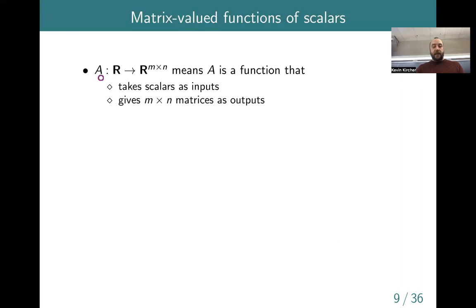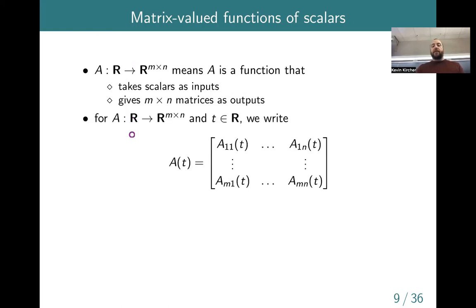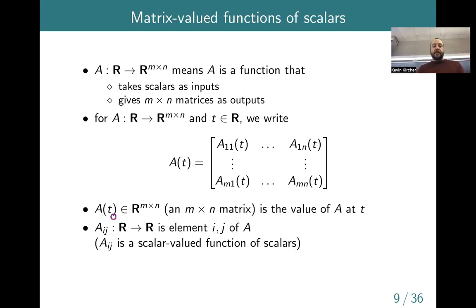So if we have this notation, A, that takes arguments in R and maps them to stuff in R^(m by n), that means that A is a function that takes scalars as inputs, right? So that's what the R here is. It's denoting just numbers. And it outputs matrices, m by n matrices. So if we call the independent variable t, some real number t, we write the thing A of t as just the components, A11 and so forth, evaluated at time t. So A of t at any given value of t is a matrix. It's a concrete thing. You could ask Python to output it, and it would give you all the numbers and all the entries in the matrix.